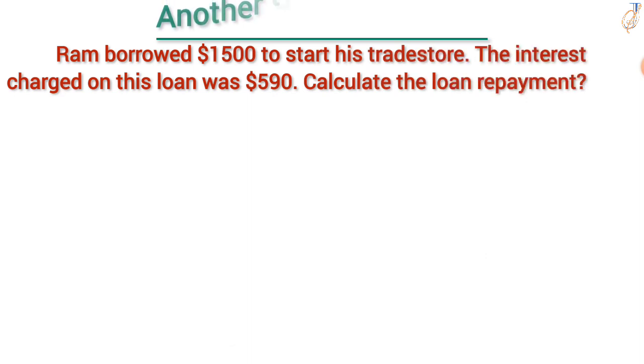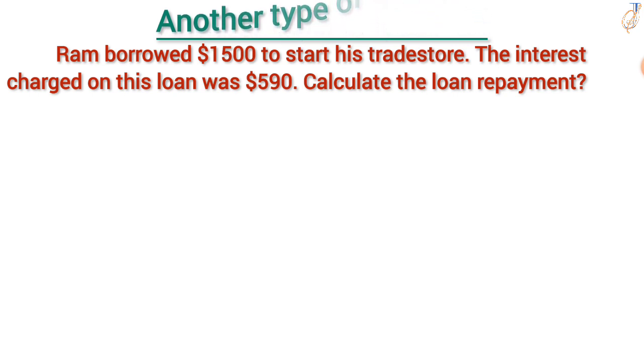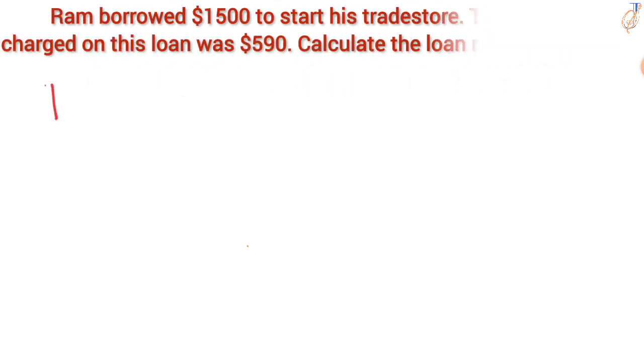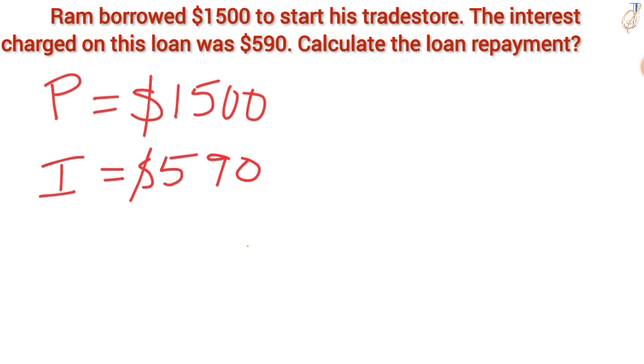The question is, Ram borrowed $1,500 to start his trade store. The interest charged on this loan was $590. Calculate the loan repayment. So the given values are principal, which is $1,500, and also they are giving interest, $590. Here they are not giving any time and they are not giving any rate. So simply they are giving principal and interest.